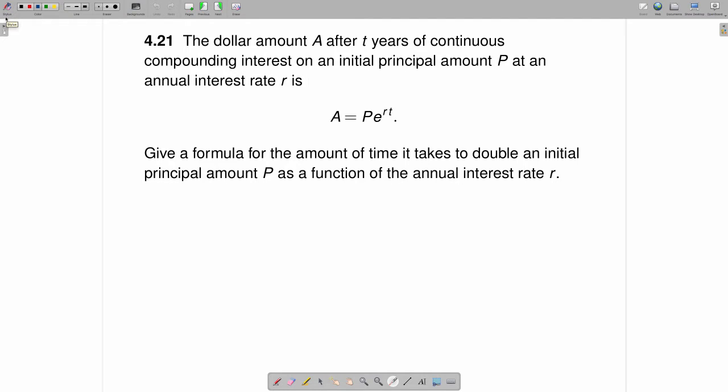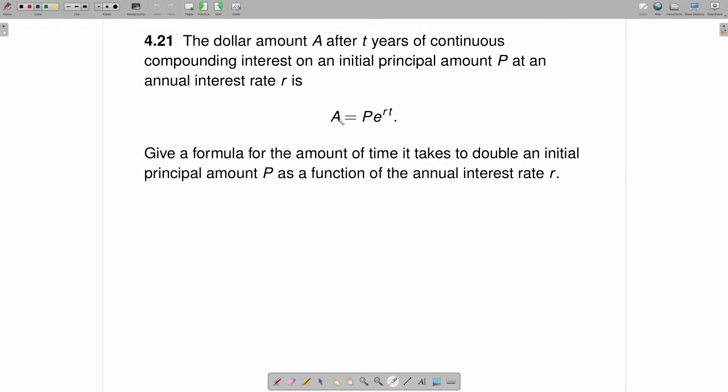The dollar amount A after T years of continuous compounding interest on an initial principal amount P at an annual interest rate R is A equals P times e to the RT. Give a formula for the amount of time it takes to double an initial principal P as a function of the annual interest rate R.